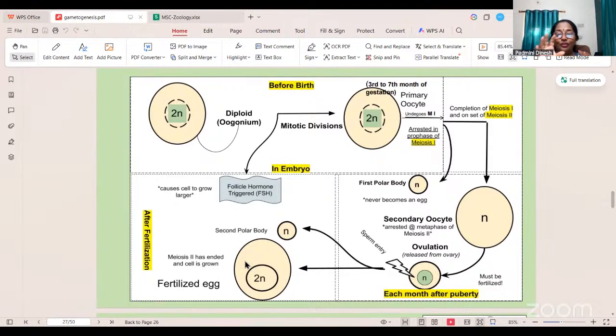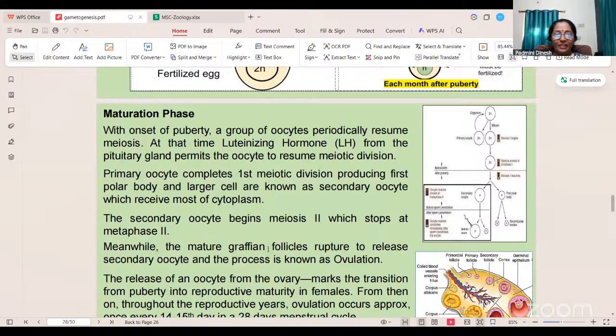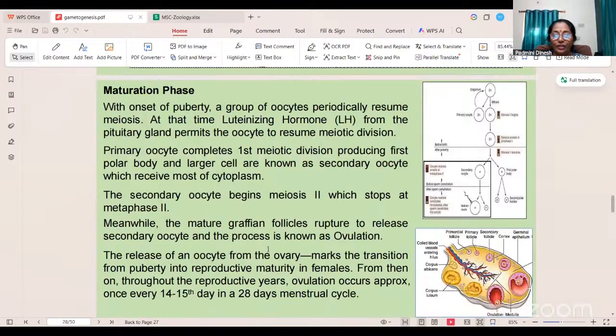Why I said it has to have lots of cytoplasm is that it has to give energy for the zygote to undergo cleavage once it gets fertilized. So that is the picture of oogenesis. The maturation phase, I've already talked about it. What exactly is a maturation phase?